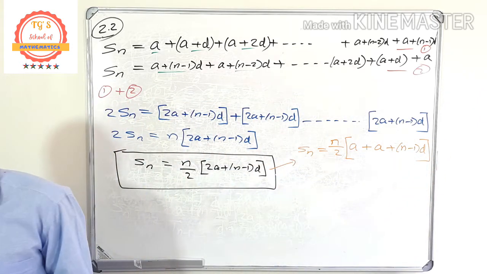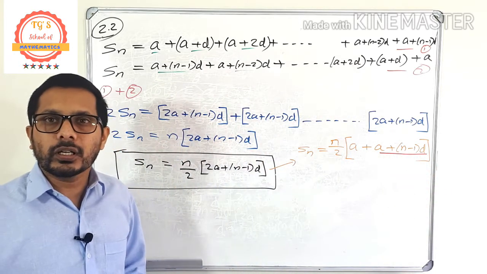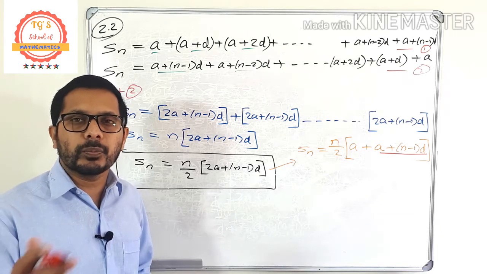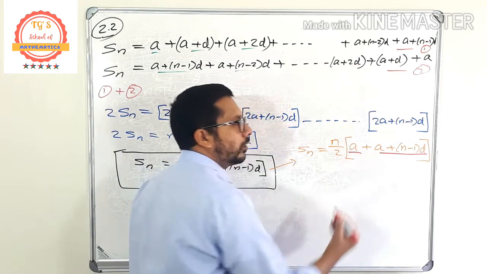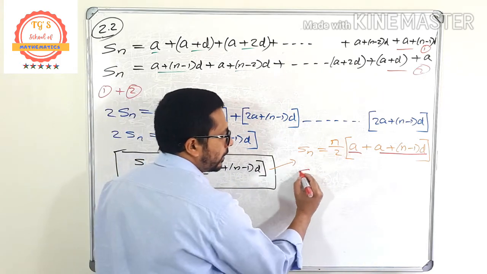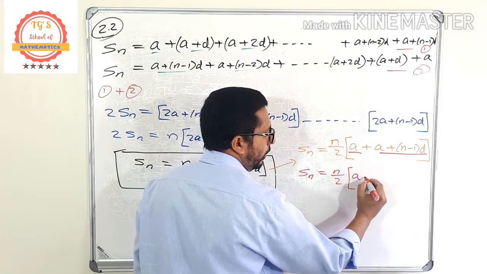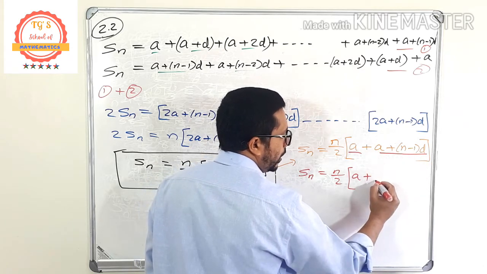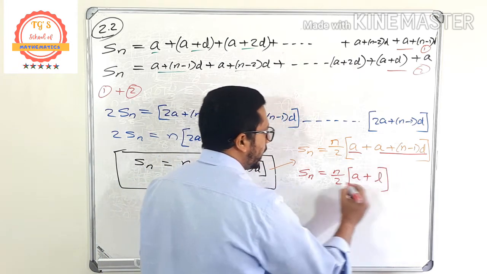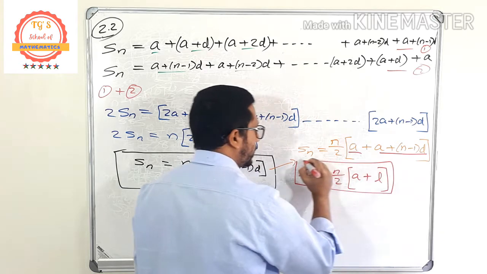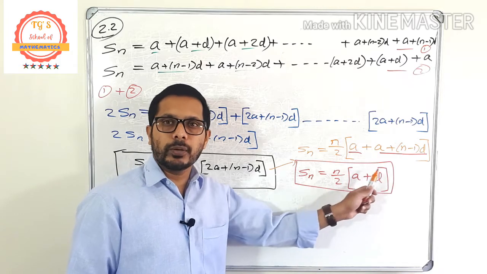Now look very carefully. What is this, a plus n minus 1 into d? Is it not the last term? Am I right? A plus n minus 1 into d, the nth term or the last term. And what does this a stand for? First term. That means Sn is equal to n over 2 into the first term, which is a, plus n minus 1 into d, which is the last term. Let me denote it with a small letter l. Here we can see that you got another formula to find the sum of n terms. What is that formula? Sn is equal to n by 2 into first term plus last term.